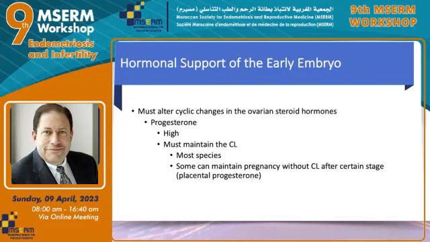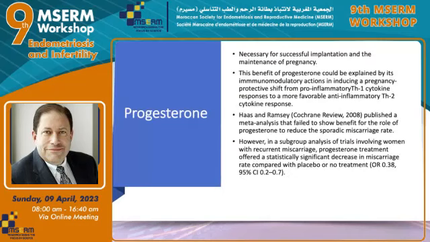Now, there have been some elegant studies done decades ago that show that if that corpus luteum is removed before a particular gestational age, the pregnancy is almost invariably going to fail. However, after that gestational age, the corpus luteum can be removed, primarily because at that stage, which is somewhere around 12 weeks in human gestations, placental production of progesterone is able to take over and maintain progesterone production.